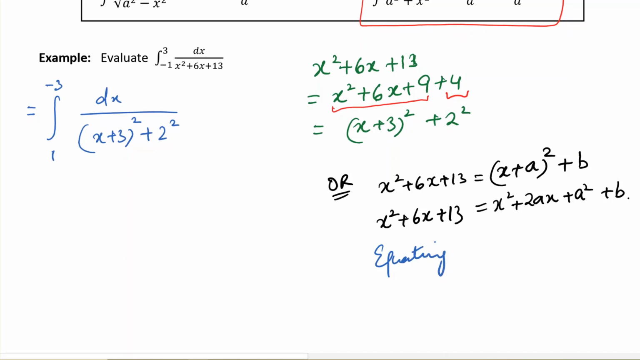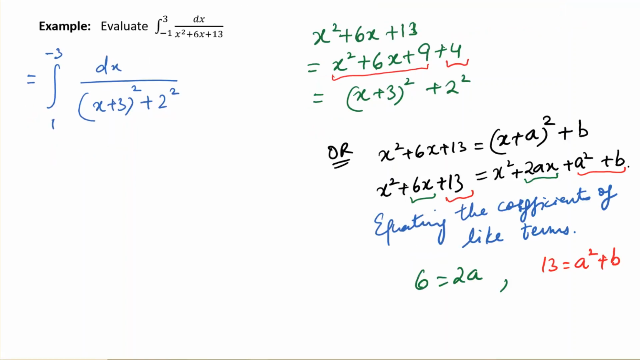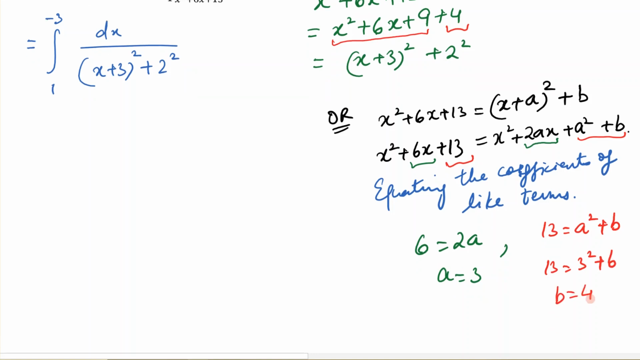Equating the coefficients of terms containing x, we see that 6 equals 2a. So from here, a should be 3. Equating the constant terms, we find that 13 should be equal to a squared plus b. And we already found the value of a. So it means 13 is equal to 3 squared plus b. So b is 13 minus 9, which is 4.